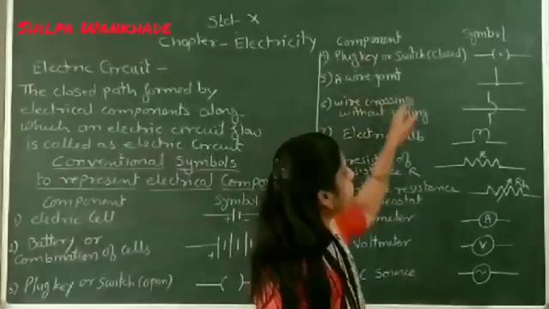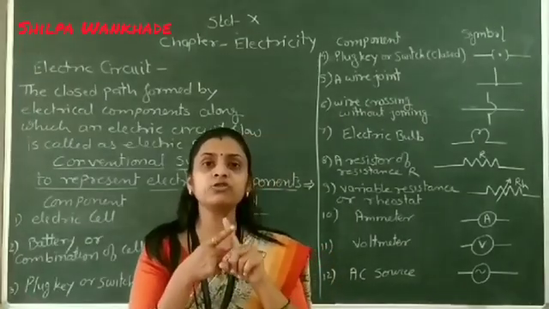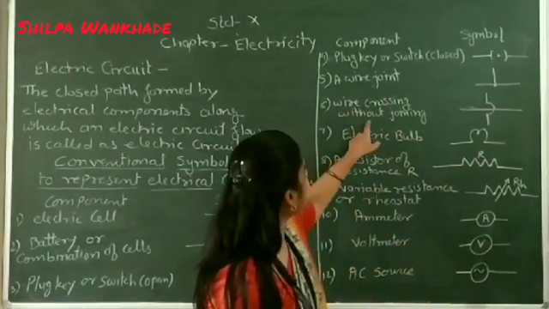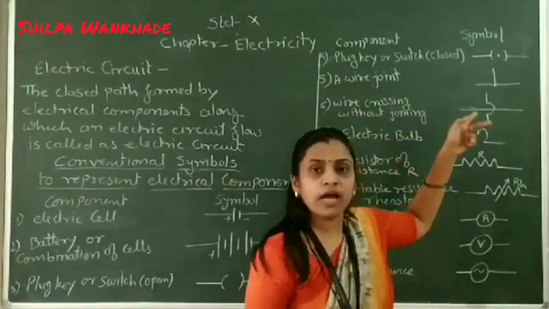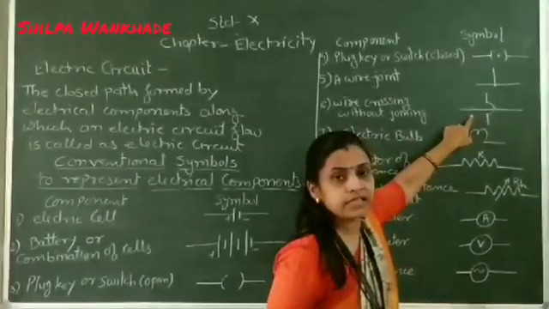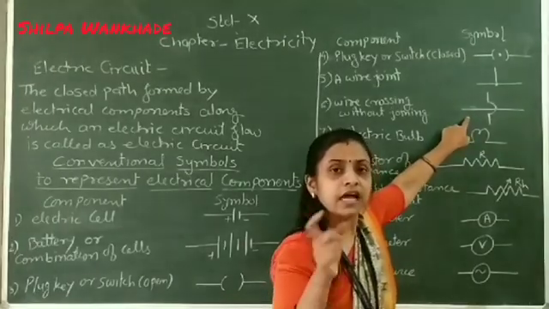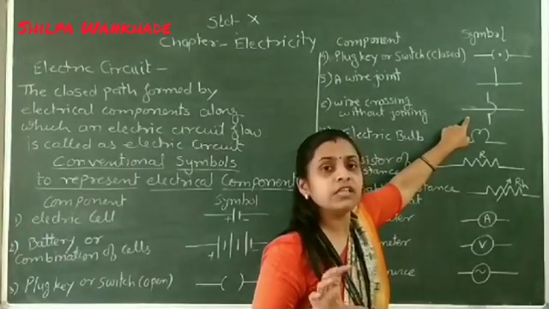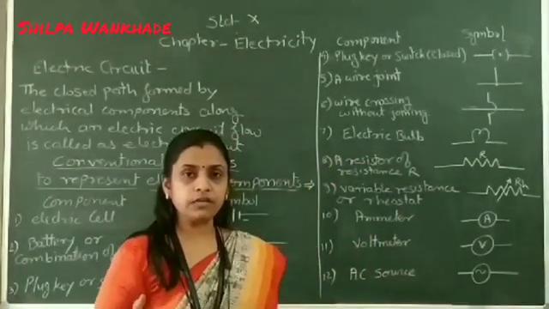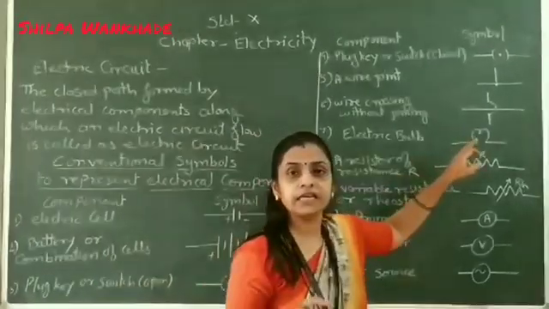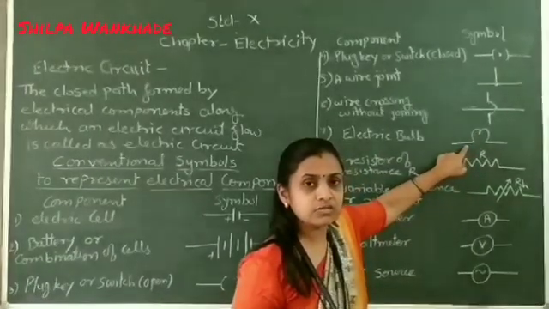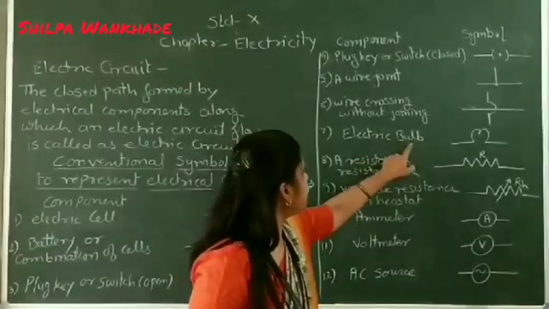Now next is wire join. Whenever we join two connecting wires, it is represented by this symbol. Now wire crossing without joining, where two wires cross each other in an electric circuit, is represented by this symbol. So this symbol represents two wires crossing each other without joining. Now the electric bulb. Whenever we use an electric bulb in the circuit, it is represented in the circuit diagram by this symbol.